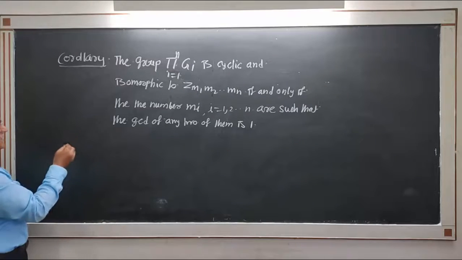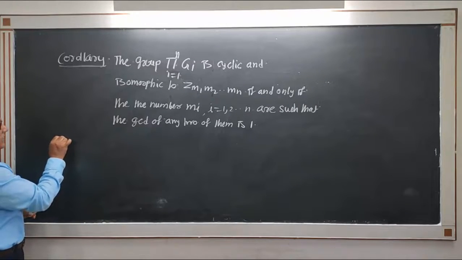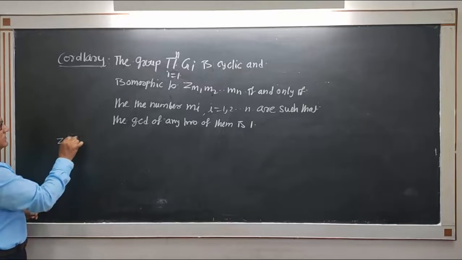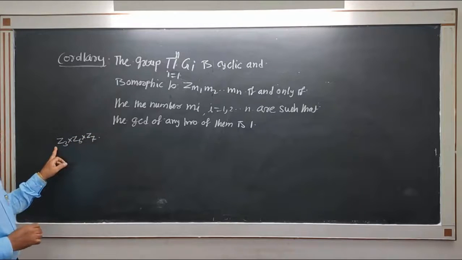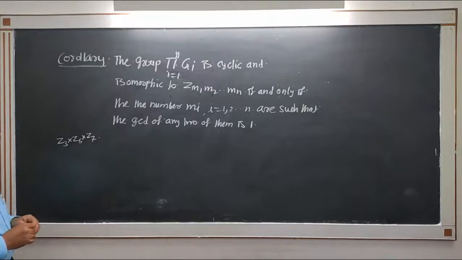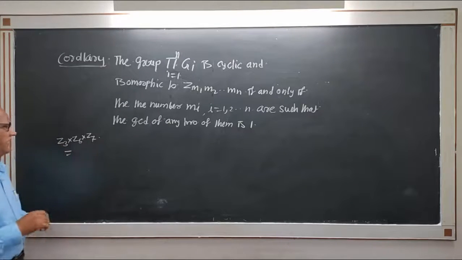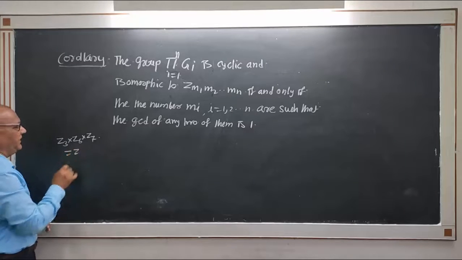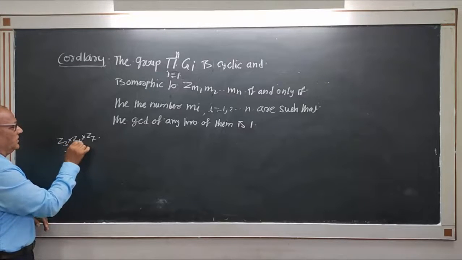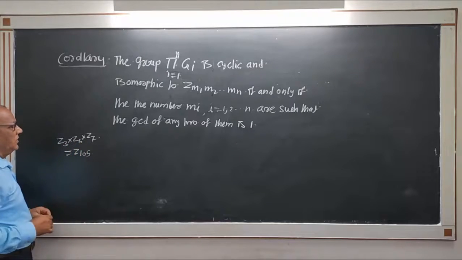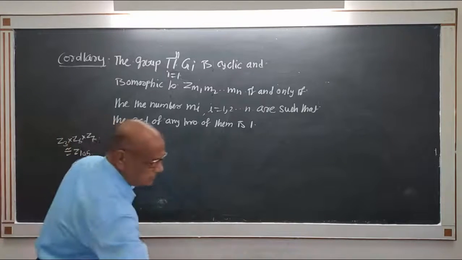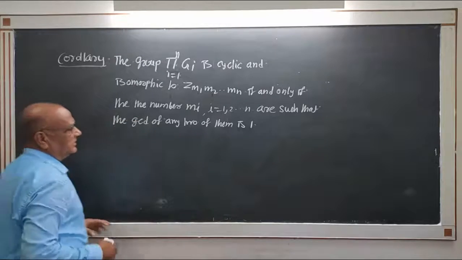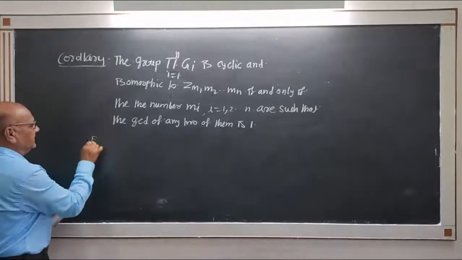Like this. Here, Z3 cross Z5 cross Z7 is cyclic and it is isomorphic to Z105.